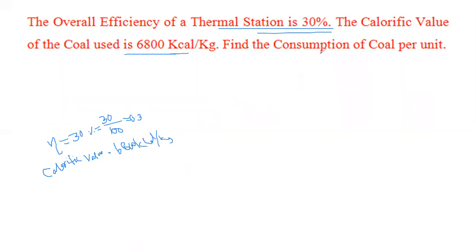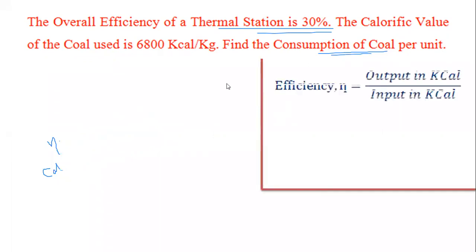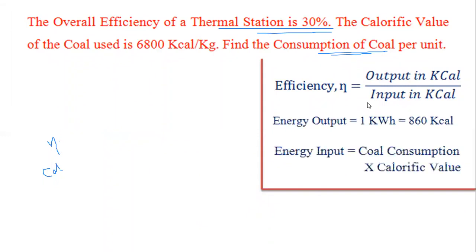Find the consumption of coal per unit. How much coal is utilized to generate 1 unit? Here we want to find out how much coal is utilized to generate 1 unit. Now the parameter we want to find is the coal consumption per unit. As per the given data, we only have the thermal efficiency as well as the calorific value of the coal.